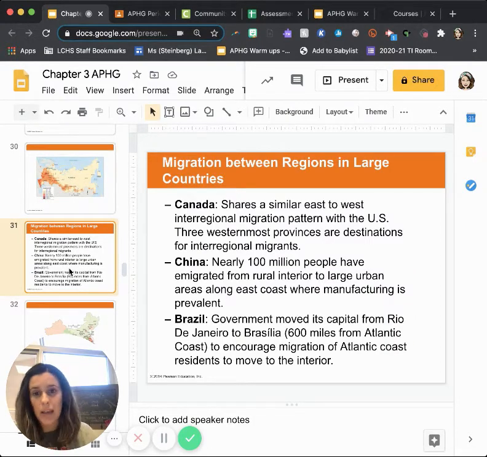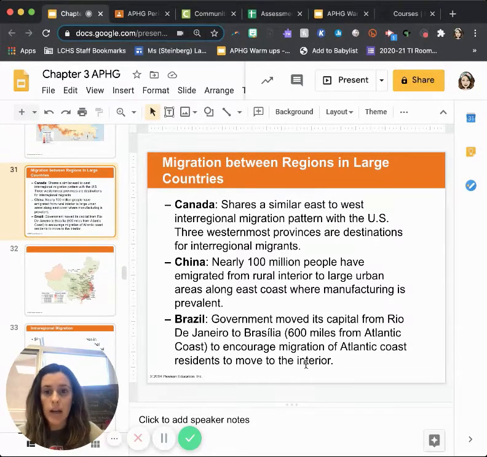All right, next we've got Canada. Canada shares a similar east to west interregional migration pattern with the United States. The 3 westernmost provinces are destinations for interregional migrants. Just like the East Coast is where our early settlements were in the US, same thing for Canada. And then slowly over time, people start moving westward.